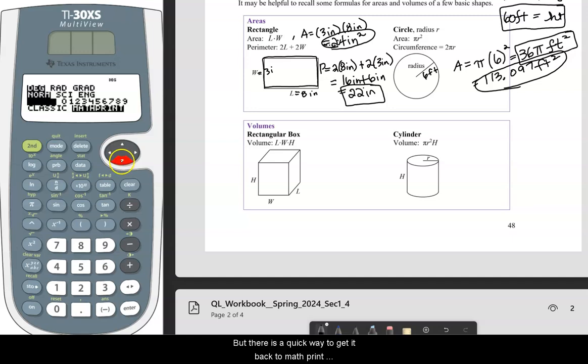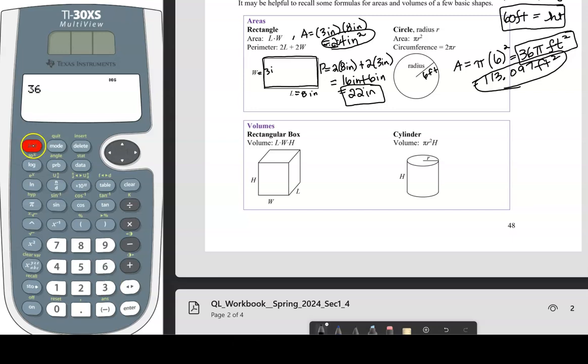But there is a quick way to get it back to math print without having to go back into mode and cursor down to math print. So let me just show you that very quickly. Now, I can quit on that to get back to my main screen. So I have 36 pi. It gives me this decimal, and I'm happy with that decimal. So I write that down.